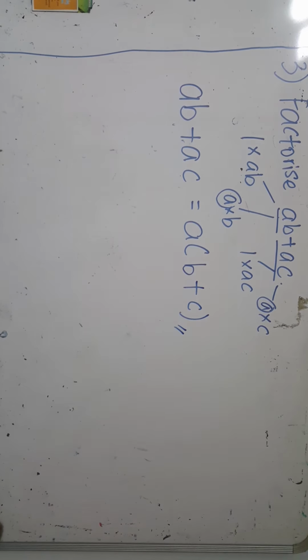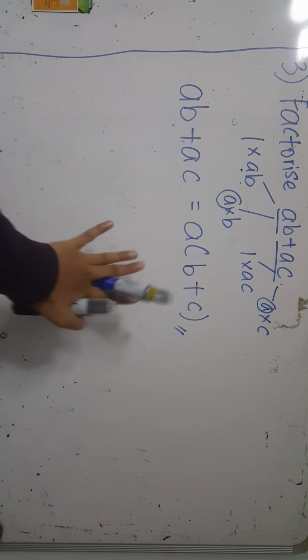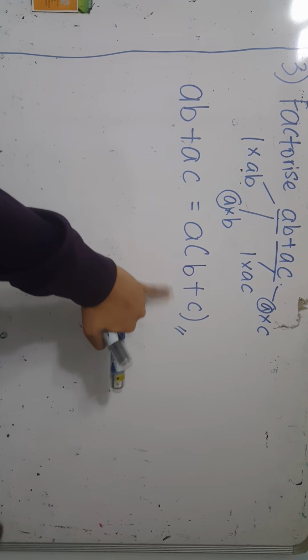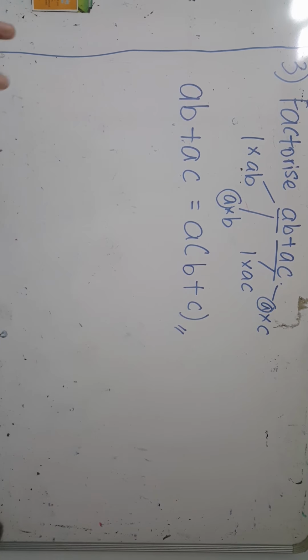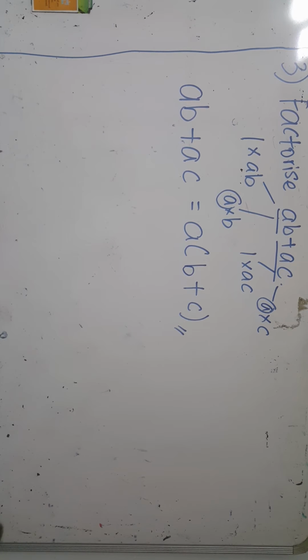And that's the answer. You just double confirm that your answer is final by checking the terms inside the bracket. B and C, there's nothing else common between them, so you have factorized it fully, and that's your final answer.